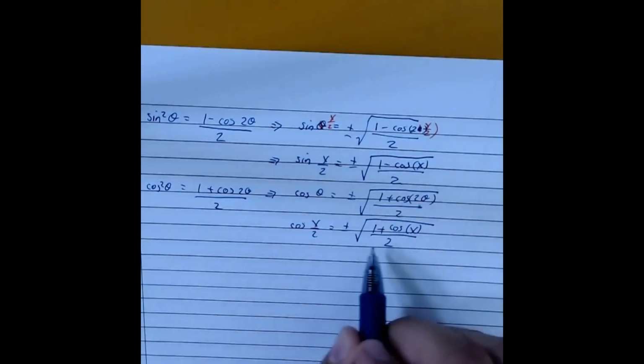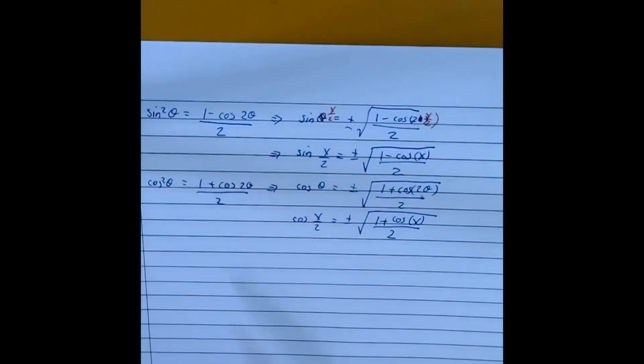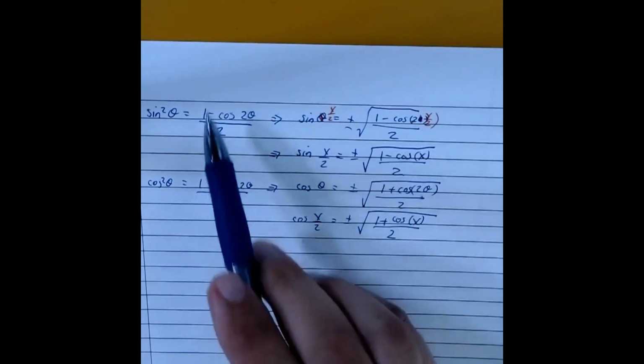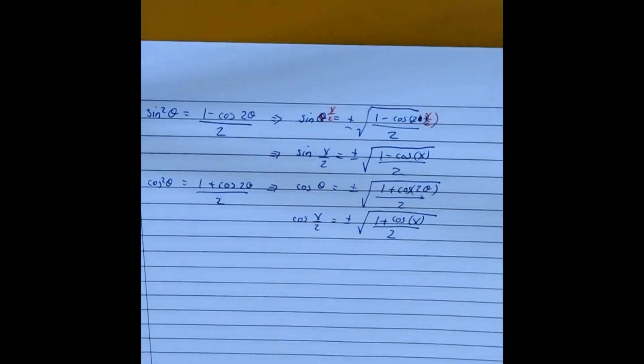These are very similar to each other, just like the power reduction formulas for sine and cosine were almost identical. The half angle formulas for sine and cosine are almost identical, the difference being that plus or that minus.